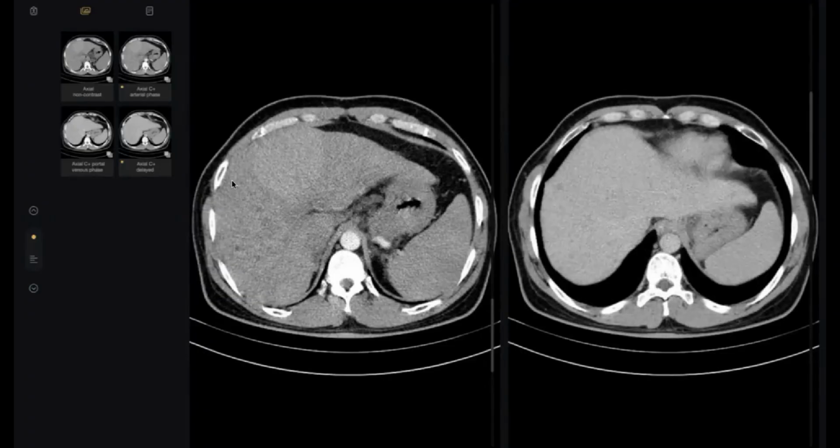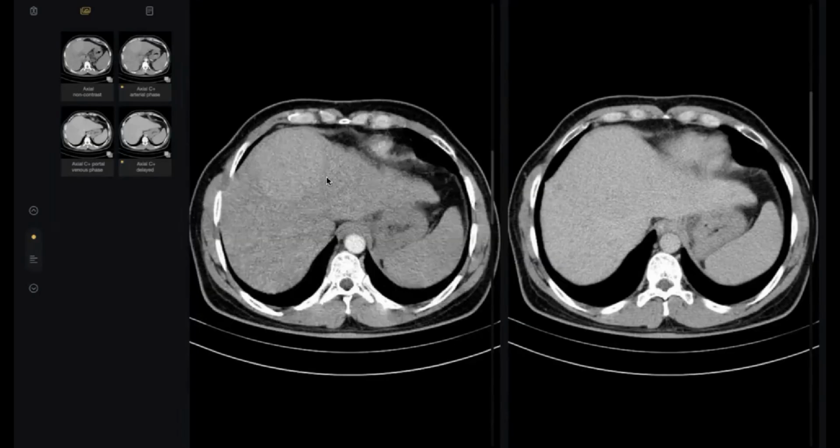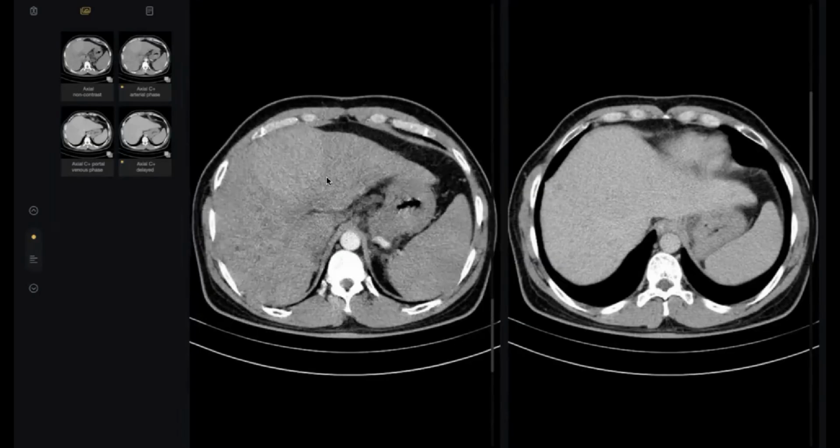Excellent. What is your next step? MRI. This is provisionally a siderotic nodule, so then biopsy. Excellent. Biopsy, and AFP correlation. Okay, thank you so much.